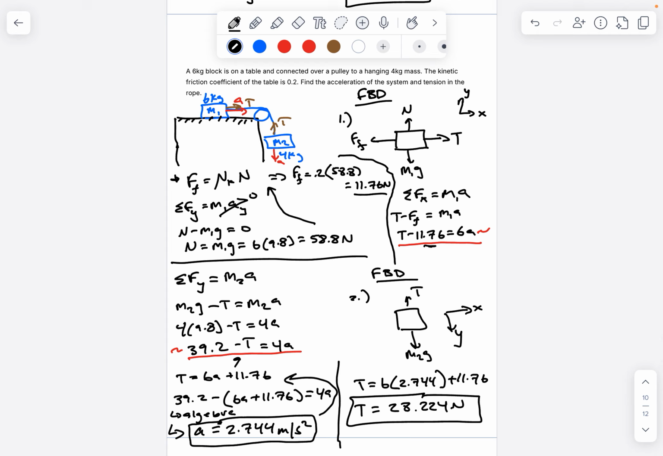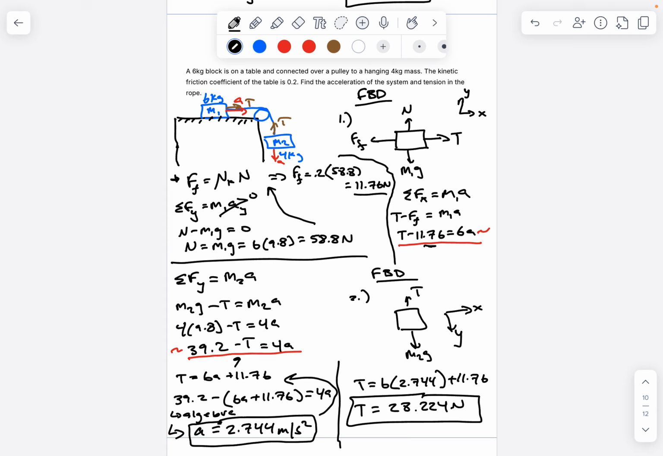Again, this is a very, very common problem. I have seen it on my Physics 1 exam in high school for AP. I've seen it in 2 different physics classes in college at Georgia Tech. This is a very common problem, so make sure you study this up.